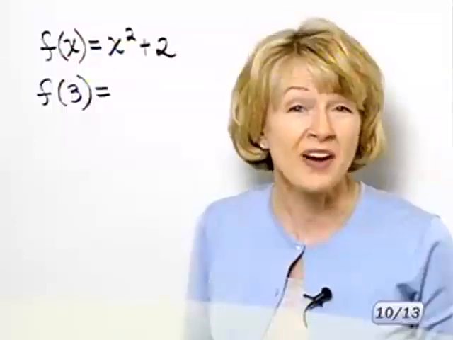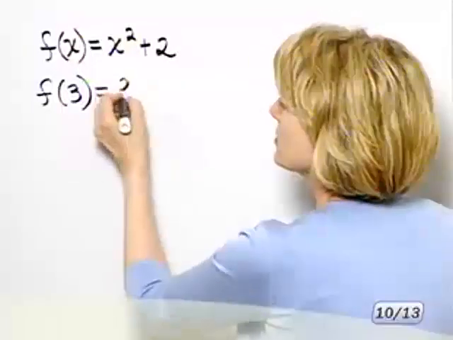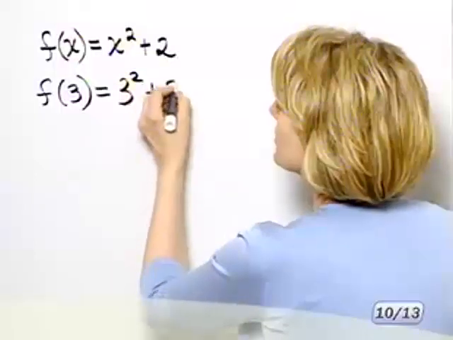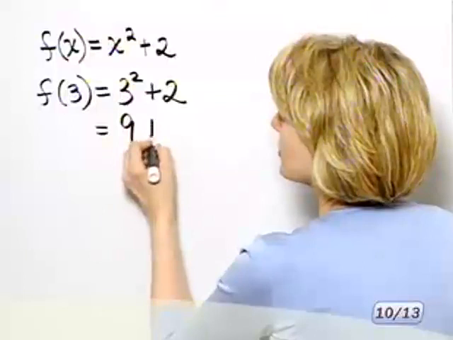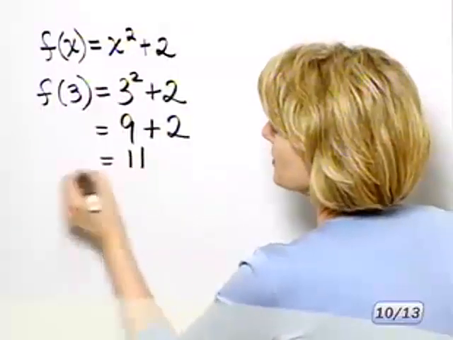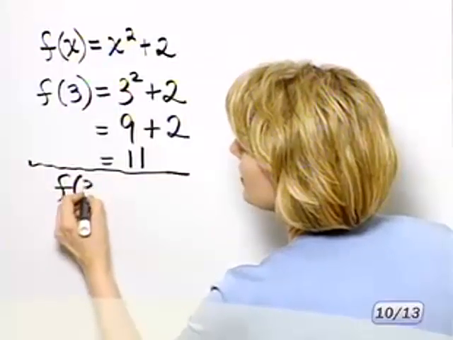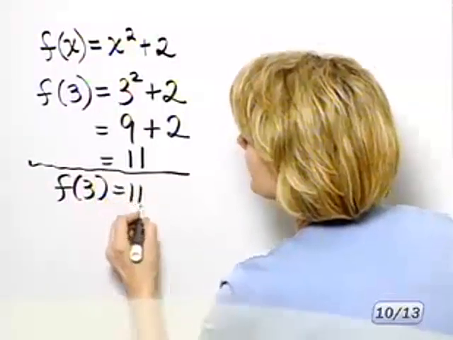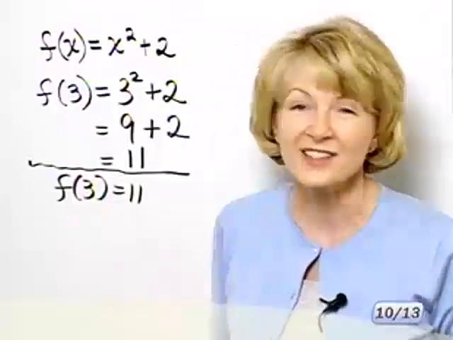All right, so how do we find f of 3? We replace x with 3, so that's 3 squared plus 2. 3 squared is 9. That's 3 times 3, which is 9. And then 9 plus 2 is 11. So what do we have? We have f of 3 is 11. That's the value of the function when x is 3.